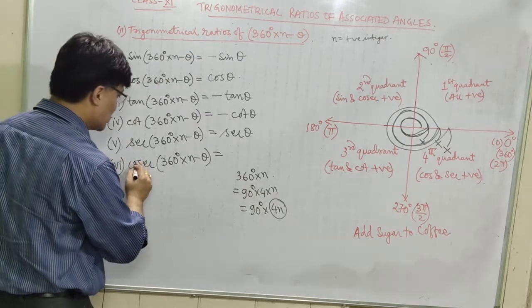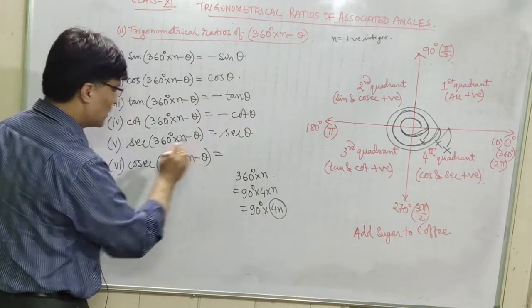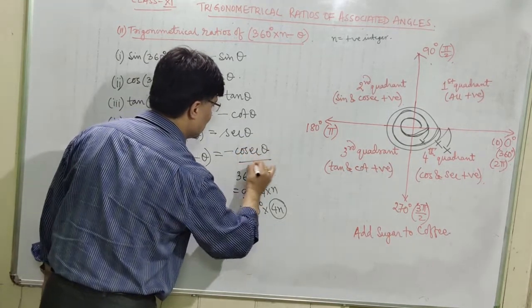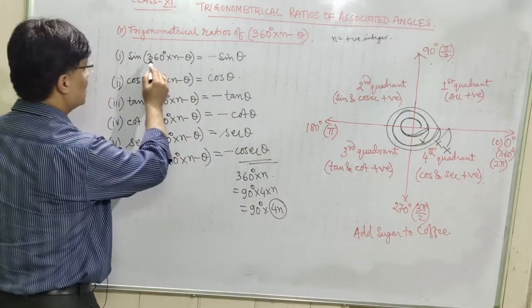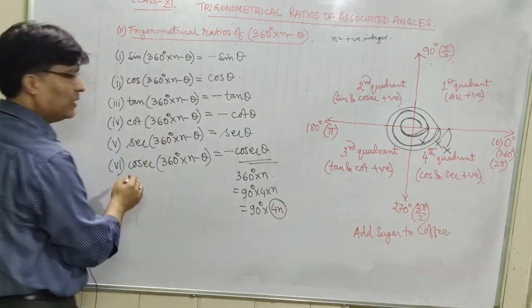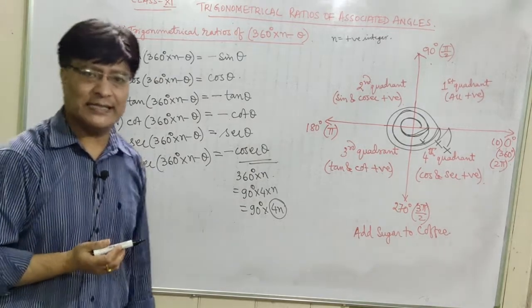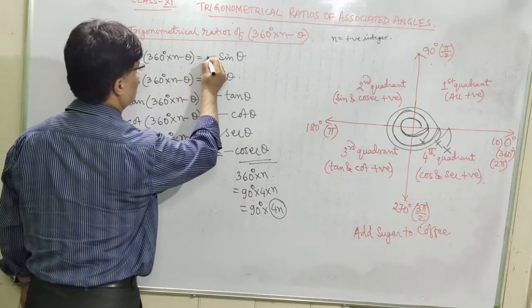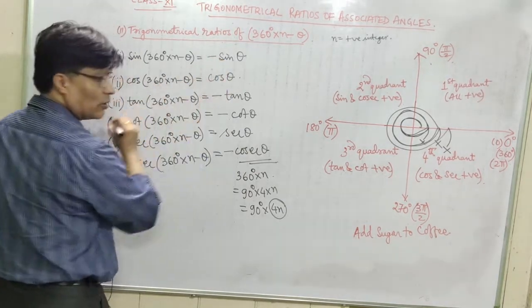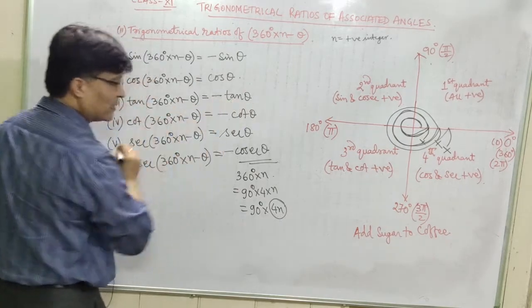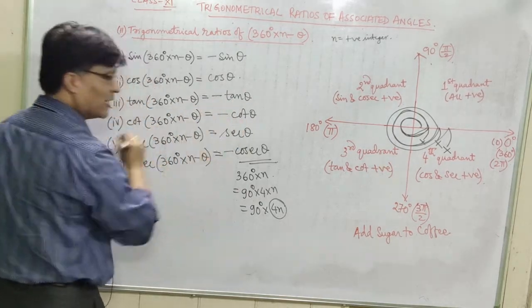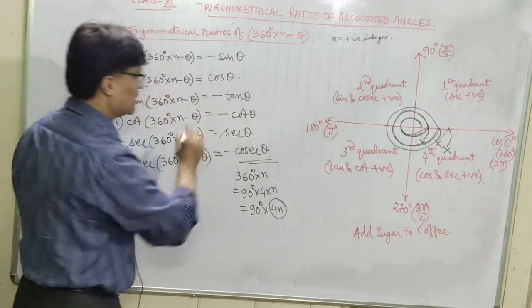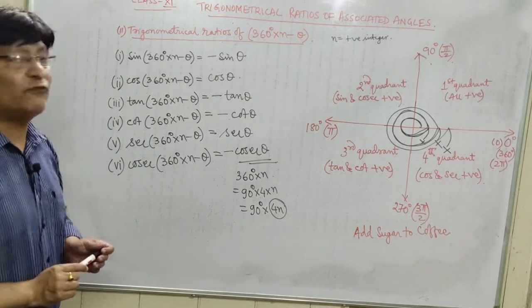Next, what is cosec 360 into n minus theta? In the fourth quadrant, cosec is negative, so it is minus, and cosec remains as it is, minus cosec theta. Since this 360 into n is an even multiple of 90 degree, trigonometrical ratios do not change. So sine 360 into n minus theta is minus sine theta. Cos 360 into n minus theta is cos theta. Tan is minus tan theta. Cot is minus cot theta. Sec is sec theta. And cosec is minus cosec theta. So these are the formulae.